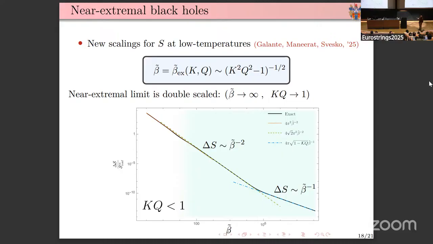So here's a plot that we computed. This green region is when you go near extremality.